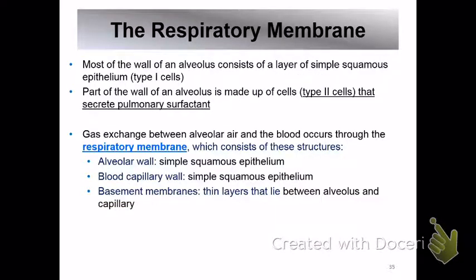Okay, the respiratory membrane. Most of the wall of the alveoli consists of, we already highlighted this, I feel like, three times, simple squamous epithelium, a little flat, thin layer. Part of the wall secretes that surfactant, that protein that, if it's not developed correctly, causes respiratory distress syndrome. Gas exchange between the alveolar air and the blood occurs through the respiratory membrane, which consists of three structures: the alveolar wall, the capillary wall, both of those are real thin, and then the basement membrane, thin layers that lie between those two.